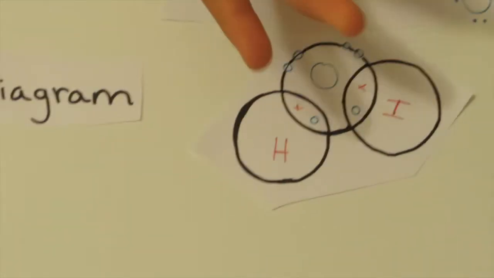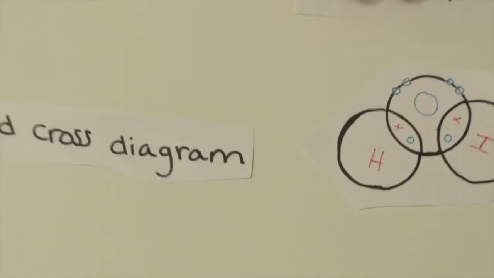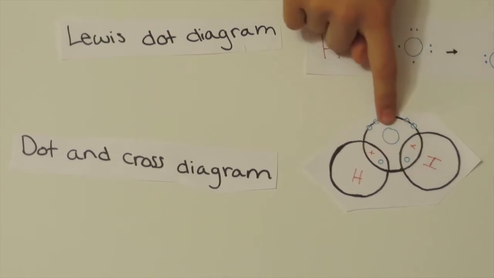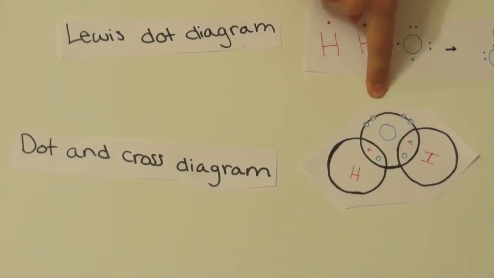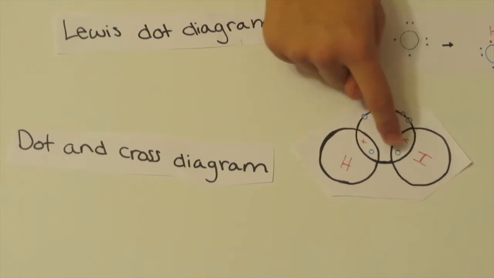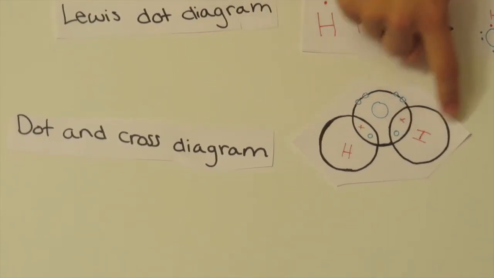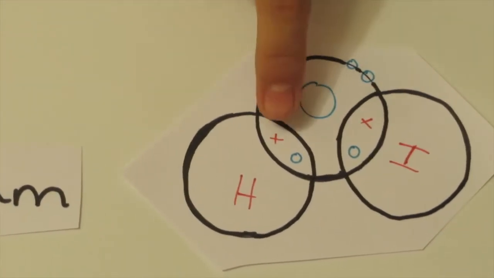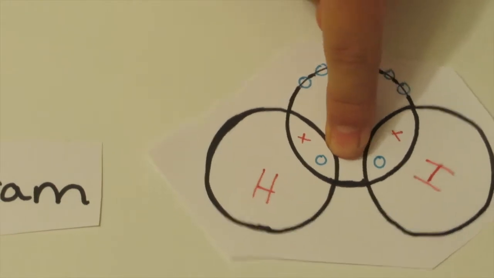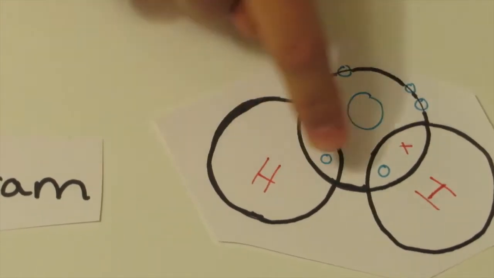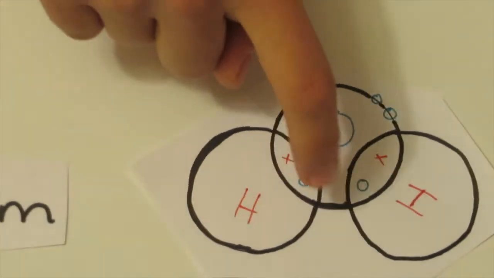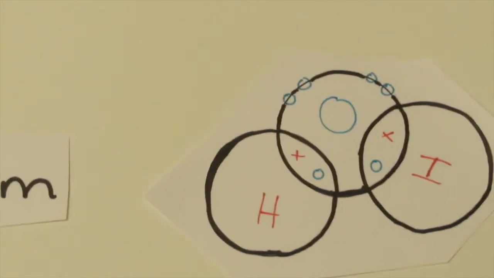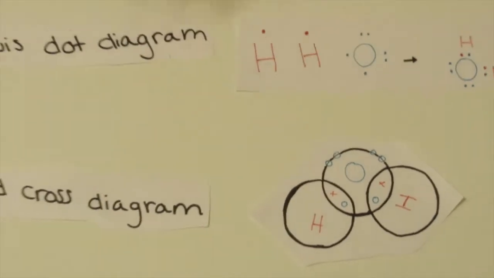One other way you can see that is in the dot and cross diagram. There are 1, 2, 3, 4, 5, 6 dots representing the oxygen, and one cross representing each hydrogen. You can see that when they combine and when they bond, they have 2 valence electrons for each hydrogen, and 8 valence electrons for the oxygen. And they're happy.